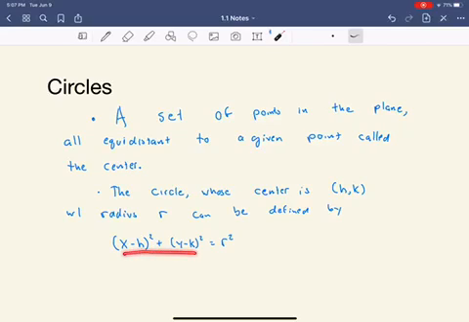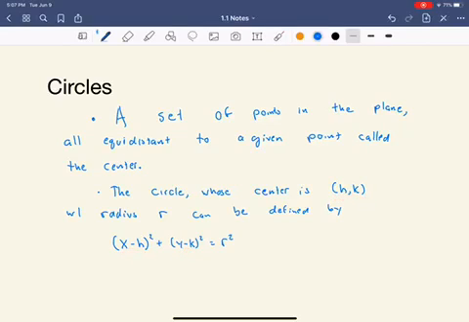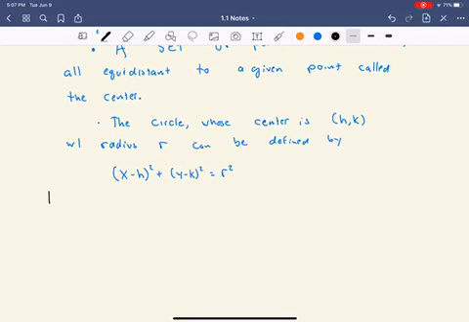This here is the distance formula. It's just squared. It's our distance formula from before. Okay, notice the opposite signs here on the center. So as an example, by the way, this is what's called the standard form. Okay, standard form for the equation of a circle.